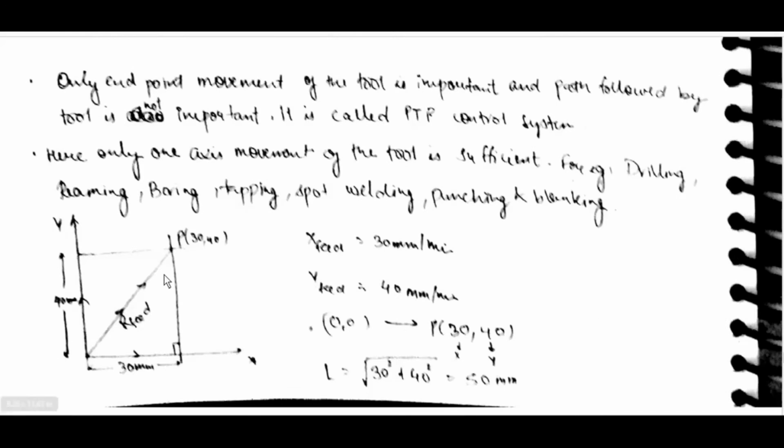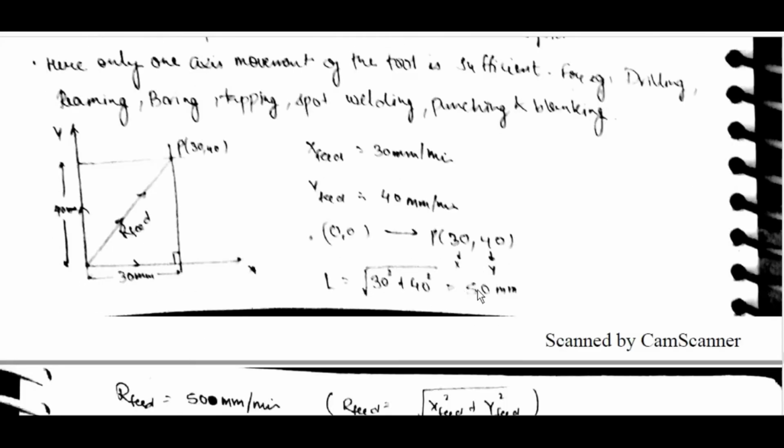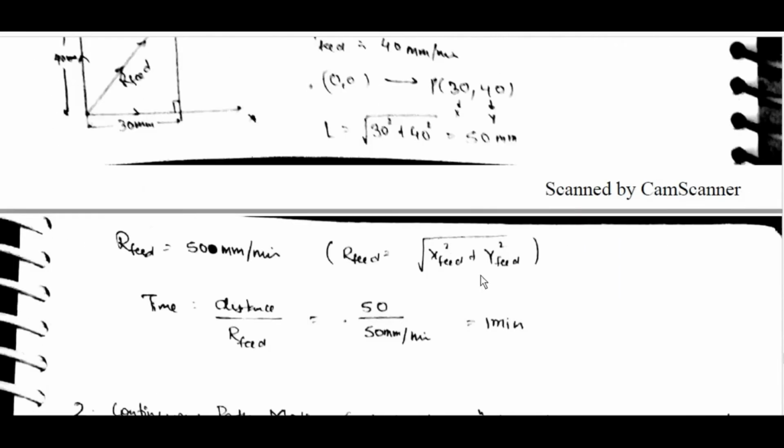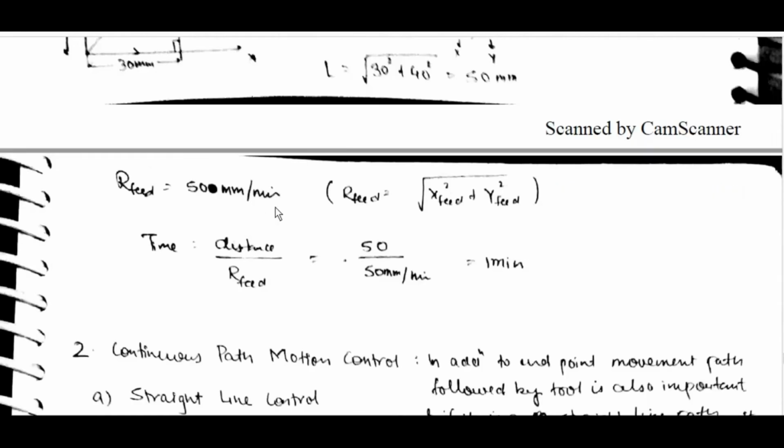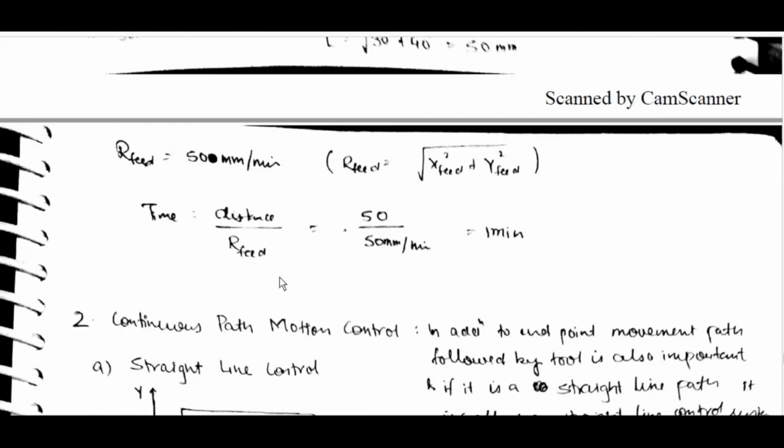Here, in the R feed, x-axis feed is equal to 30 mm per minute, y-axis feed is equal to 40 mm per minute, L is equal to root of 30 square plus 40 square, which is equal to 50 mm. R feed is equal to 50 mm per minute; R feed is equal to root of x feed square plus y feed square. Time is equal to distance by R feed, 50 by 50 mm, which is equal to 1 minute.